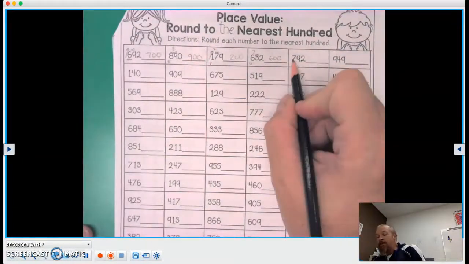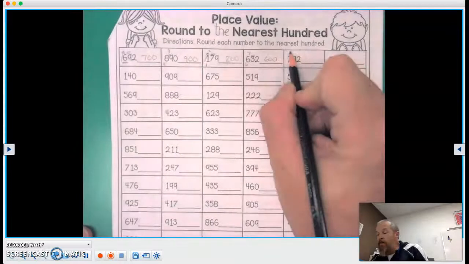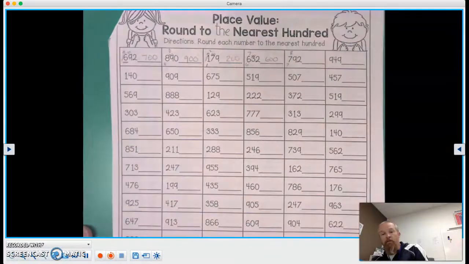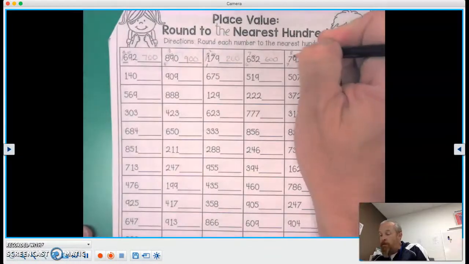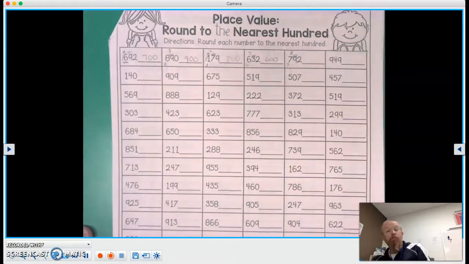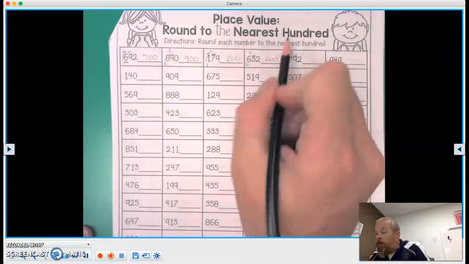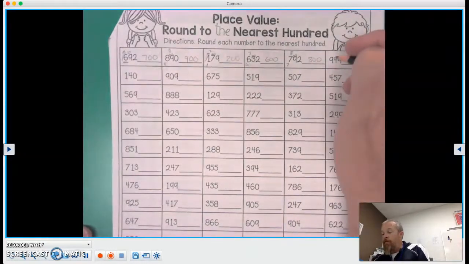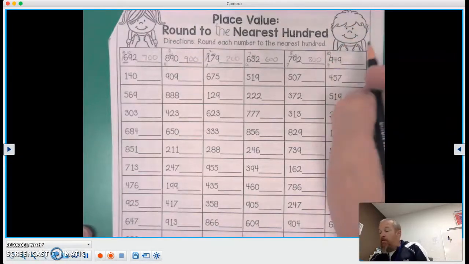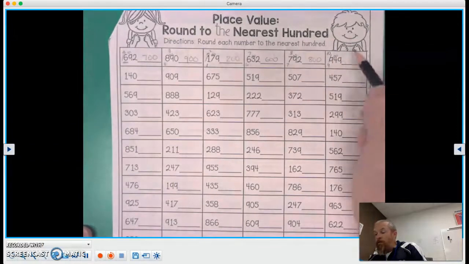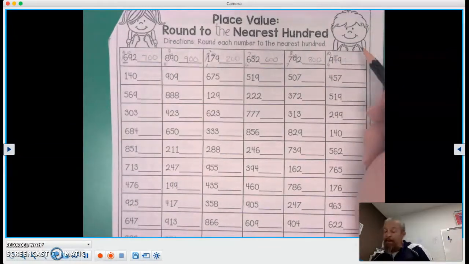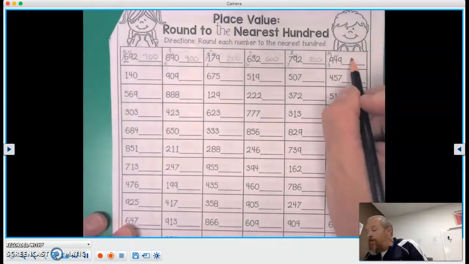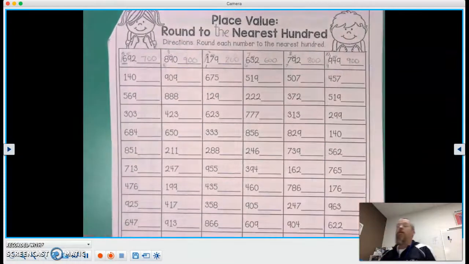Okay, so 7, again, we're either going to go to 800 or we're going to go to 700. We look next door, 5 or more, it's a 9, we're going up to 800. Again, now this 9, we're either going to go up to a 10 or we're going to stay at 9. We look next door at the 4, 4 or less, let it rest. So we're going to keep it at 900.